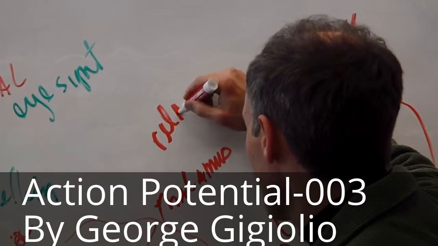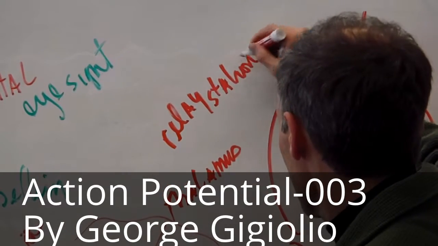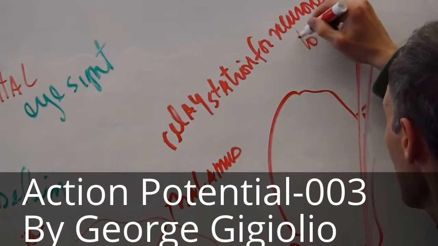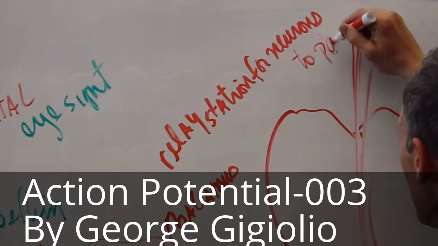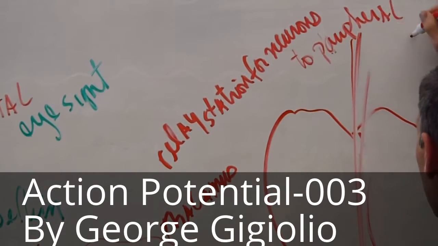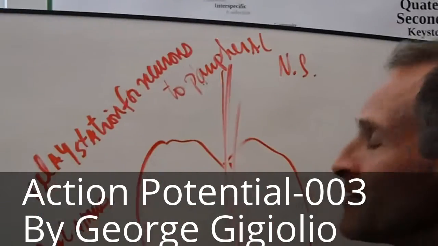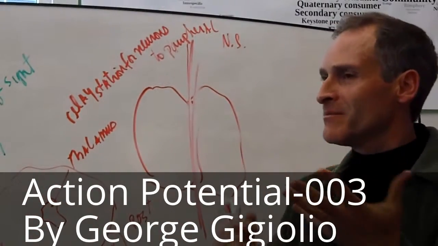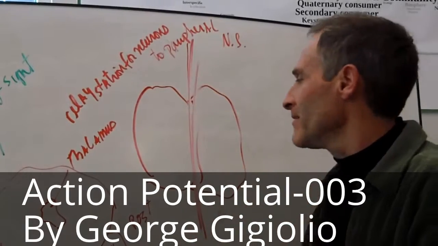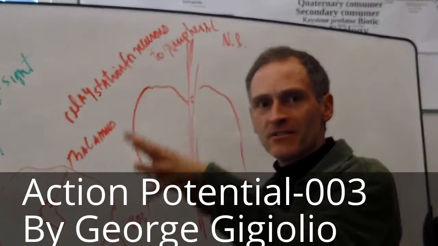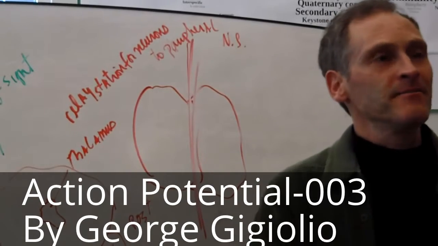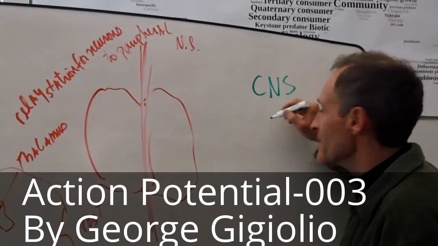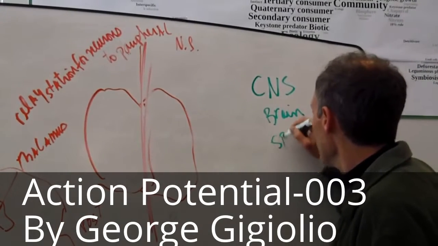So it's a relay station for the peripheral nervous system. By the way, the peripheral nervous system and the central nervous system, something I did not talk about. Anyone know what parts of the central nervous system? The central nervous system. Yeah, brain. Good. So the brain is the CNS, central nervous system. You got brain, and you got spinal cord.